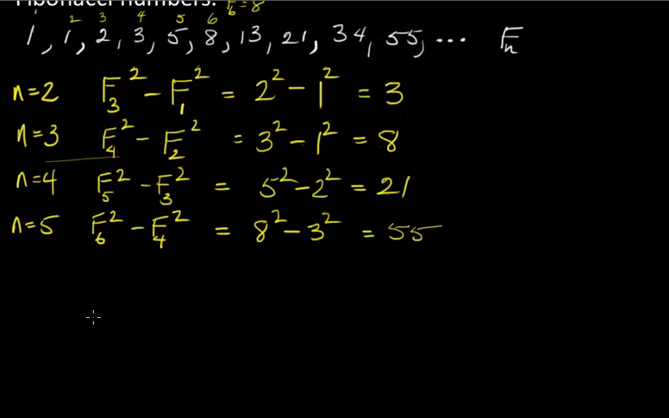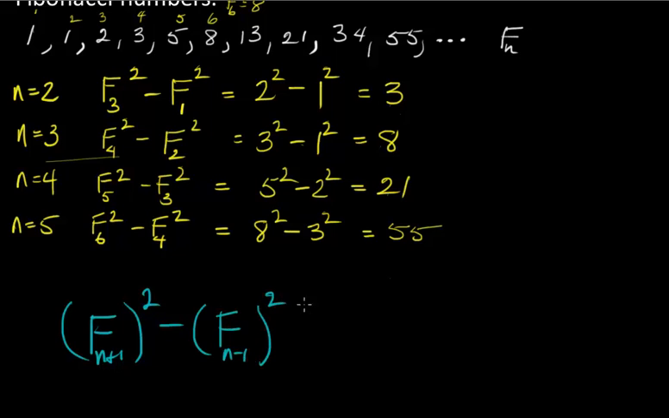Remember, we are looking for a general formula for f sub n plus 1 squared minus f sub n minus 1 squared that will be true for any value of n. Well, look at 3. It's a Fibonacci. Which one is it? Well, it's F4. So let's note that. 8 is F6, counting over. 21 is F8. And 55 is F10.